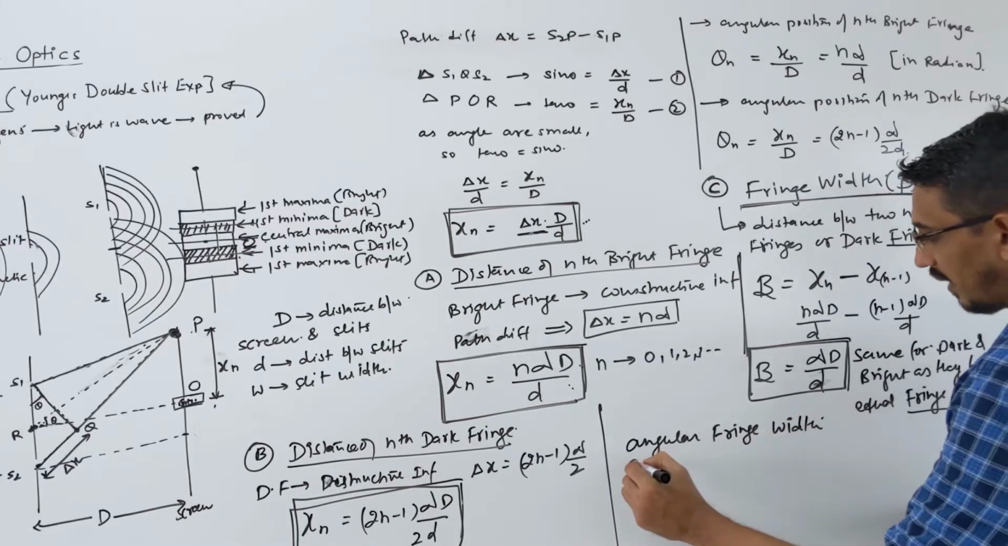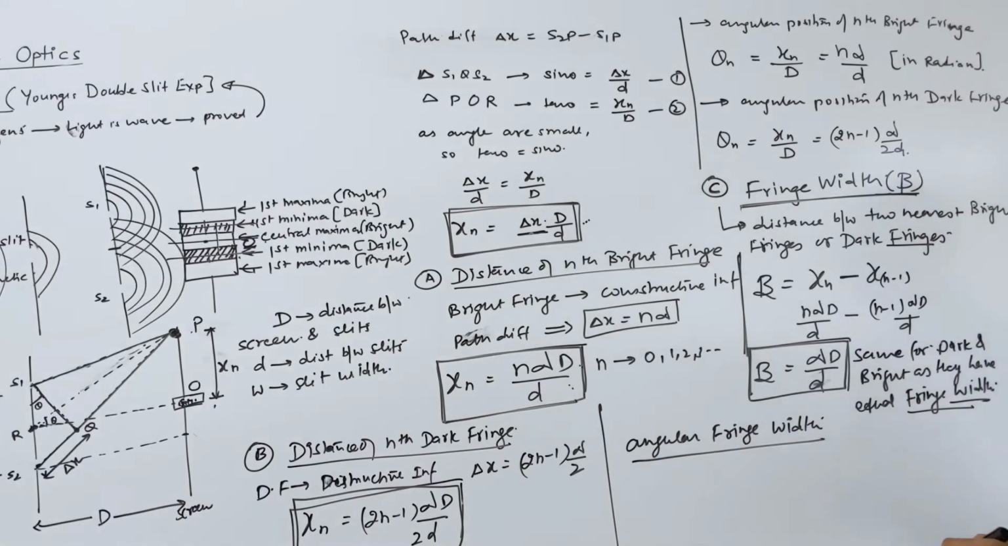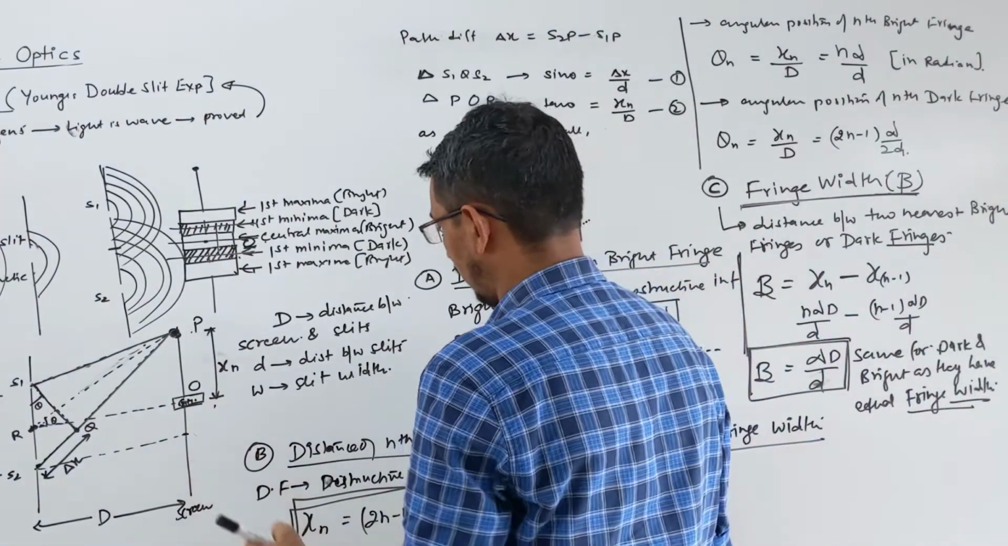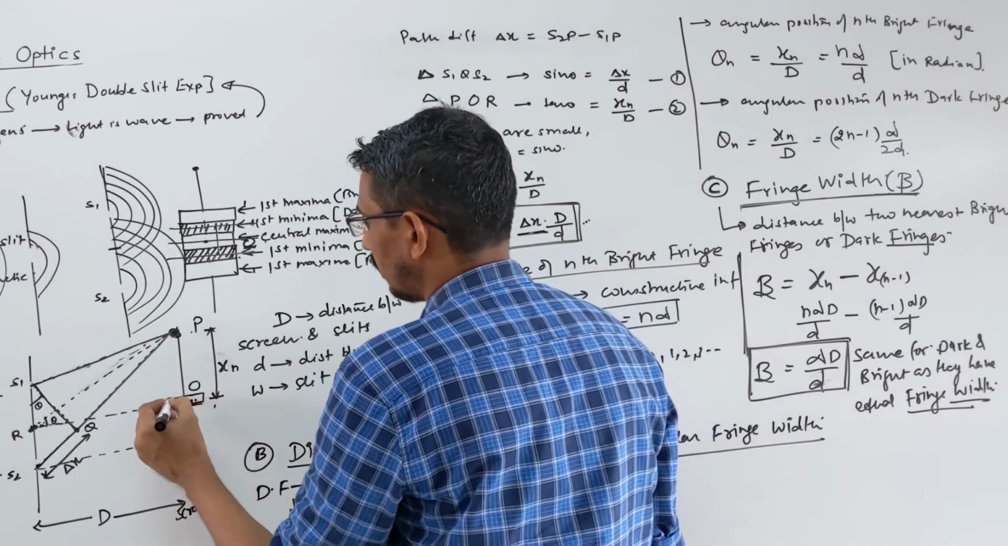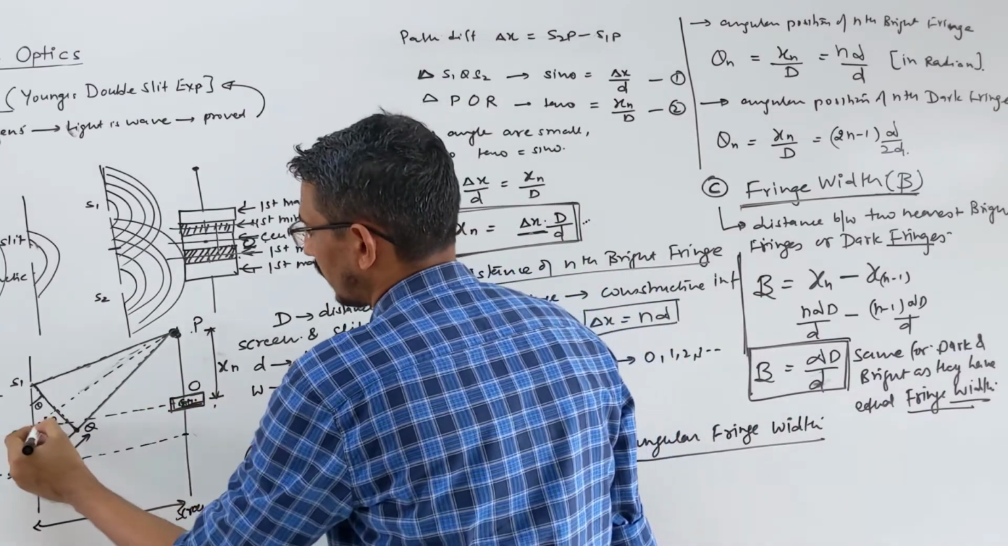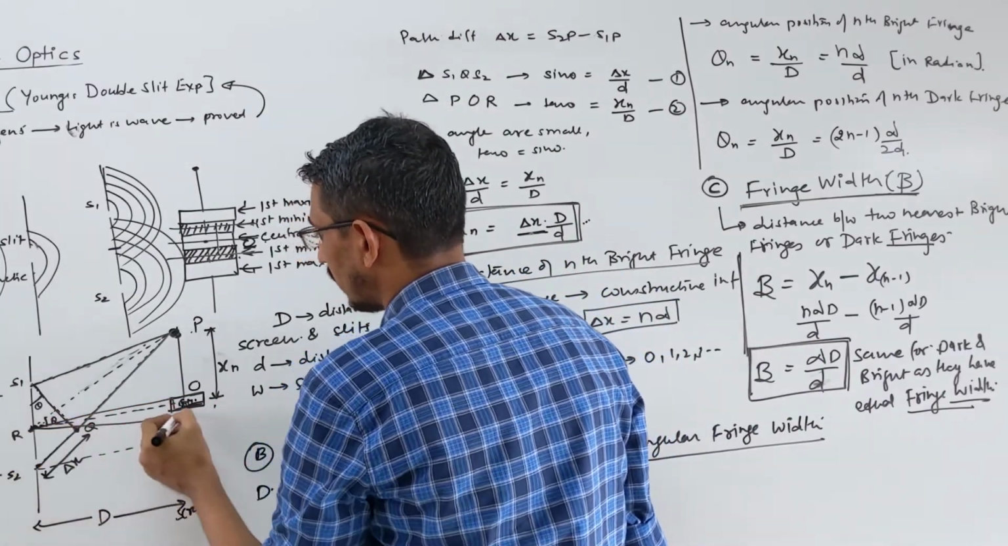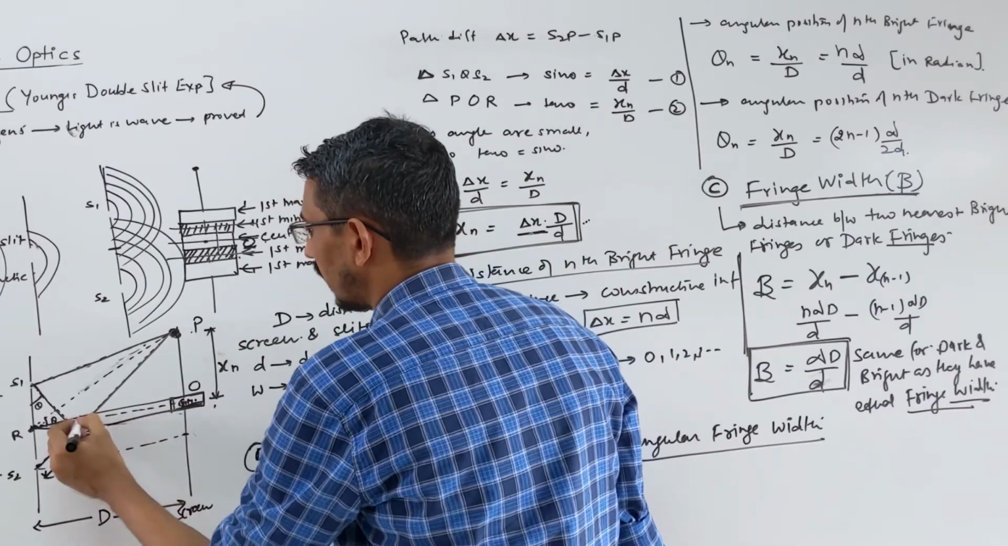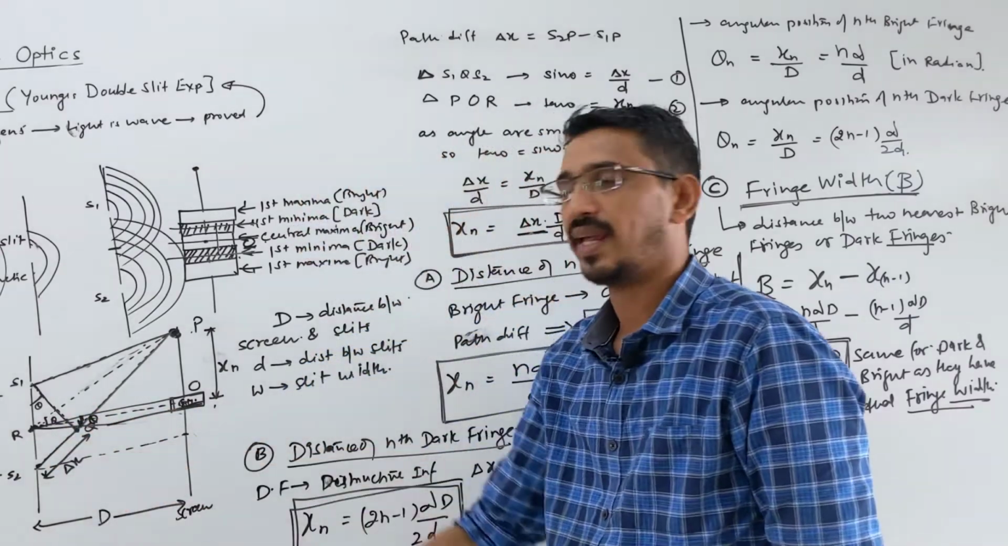I am asking what is angular fringe width right now. So what happens? Same thing here. Angular fringe width means, suppose, let me draw somewhere here. Okay, this is some fringe. Let's talk about this itself. With respect to this, you draw these two lines. That's your theta that you want to calculate.